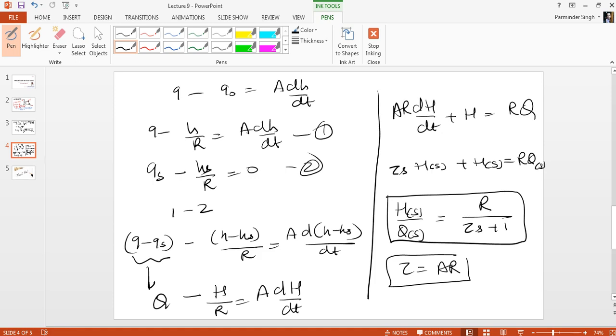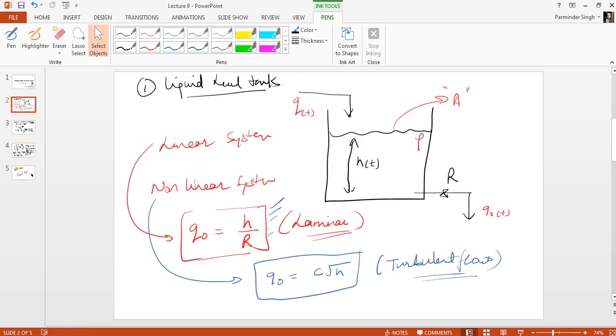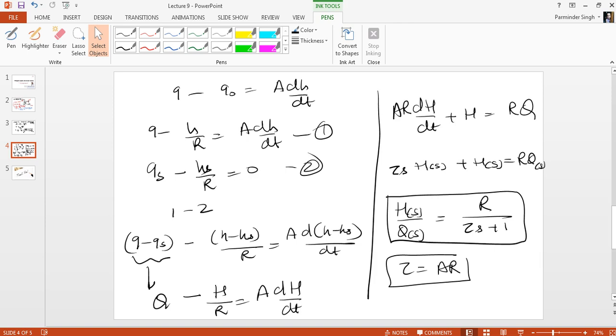Now further, what does this give? This basically gives us the variation in the head with respect to the inlet. So if the inlet changes, how does the head, the liquid level in the tank, change? Clear? So that is represented by this, that is H by Q.